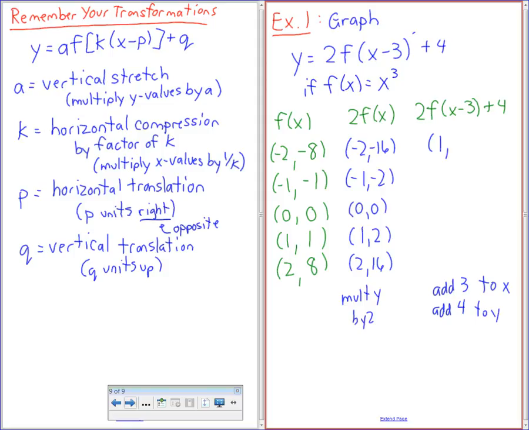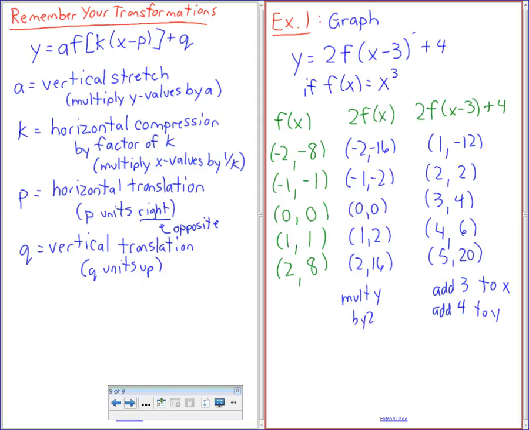Okay, so it's going to be 1 comma -12, 2 comma 2, 3 comma 4, 4 comma 6, is that right? And 5 comma 20. Now, when we graph this momentarily, it will be exactly the same shape as an x cubed function.